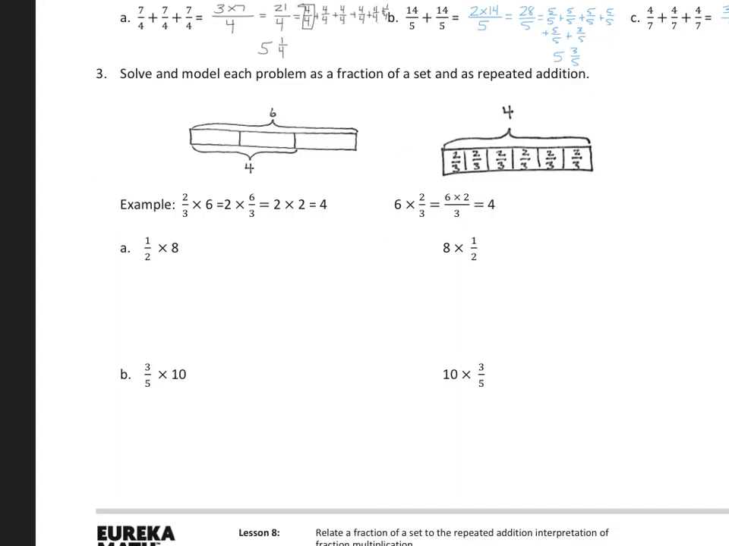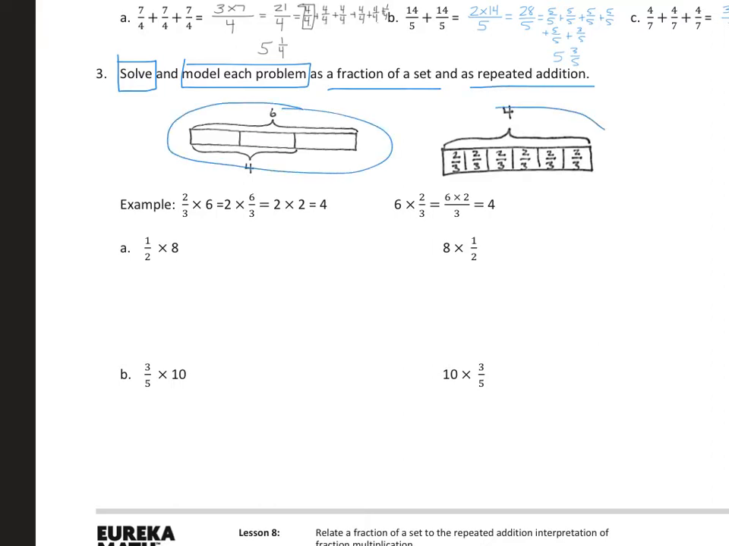All right, let's look at 3. 3 says they want us to solve and model each problem as a fraction of a set. Right here is a fraction of a set. And as repeated addition. Here is the picture for repeated addition. And so we have examples to look at. So let's go ahead and say, okay, 1/2 times 8. Now that means 1/2 plus 1/2 plus 1/2 plus 1/2, 8 times.